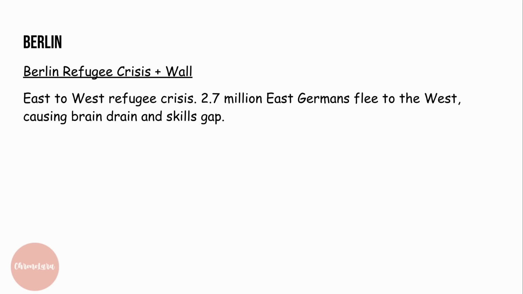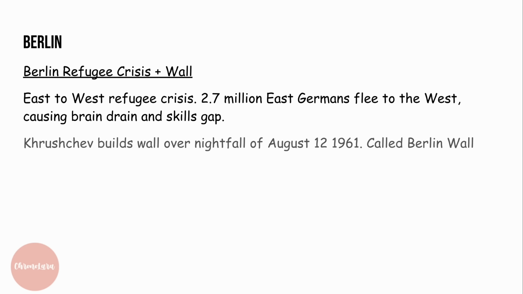So, 2.7 million East Germans flee to the west of Berlin. This causes a brain drain and a skills gap. East Germany is starting to fail. Khrushchev decides to stop this issue by building a wall on the nightfall of August 12, 1961. This wall is known as the Berlin Wall. This wall is a symbol of division until 1989, when the wall falls.